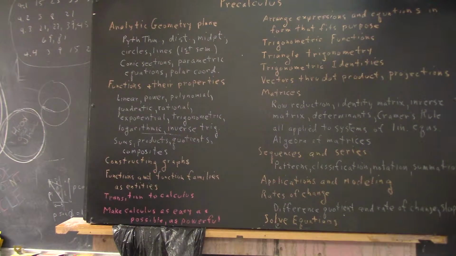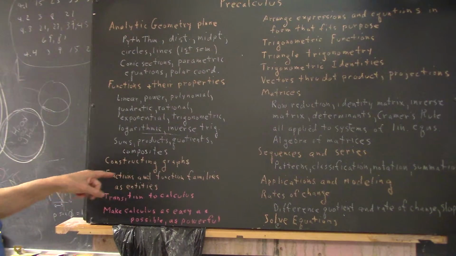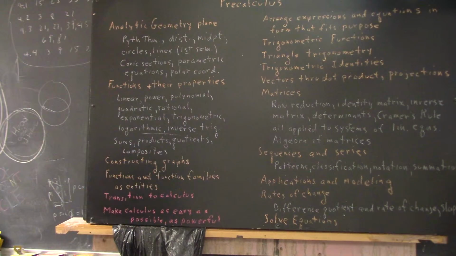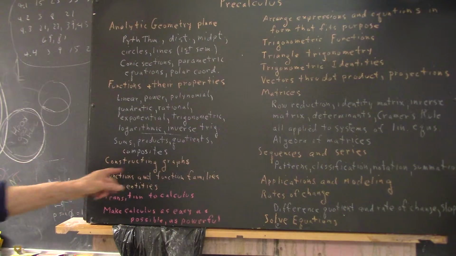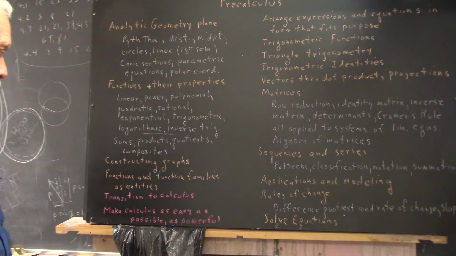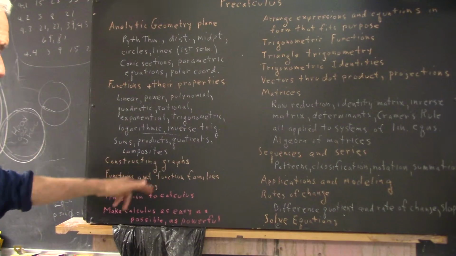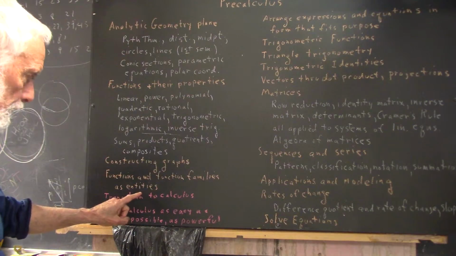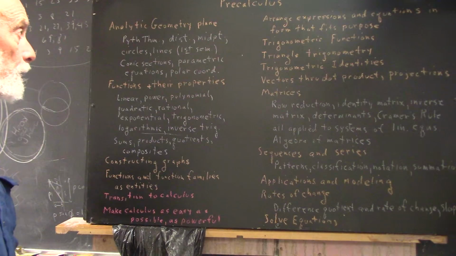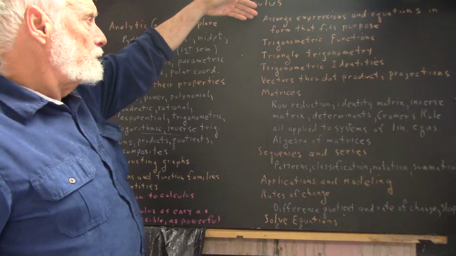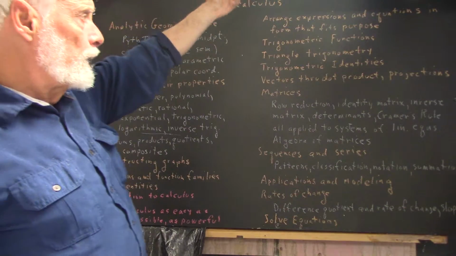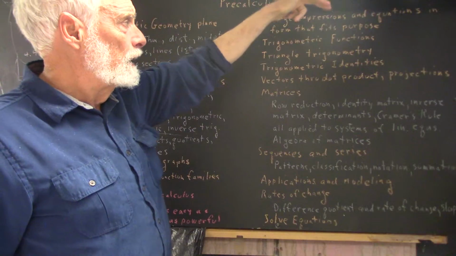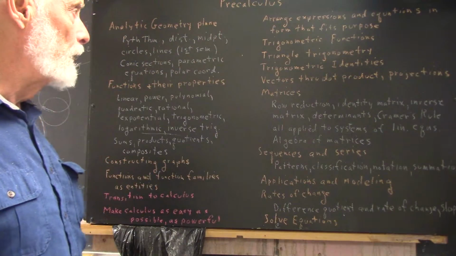Okay, and the topics in a typical pre-calculus course include analytic geometry in the plane, functions and their properties, constructing graphs. Now I've editorialized a little bit here. I say functions and function families as entities. In a transition toward calculus, we need to understand the different types of elementary functions and the family of each of those functions. And we're not going to explain exactly what that means right now, but the functions and their families are mathematical entities and need to be understood as such. Okay? You need to be able to arrange expressions and equations in a form that fits a given purpose, whatever that purpose might be.